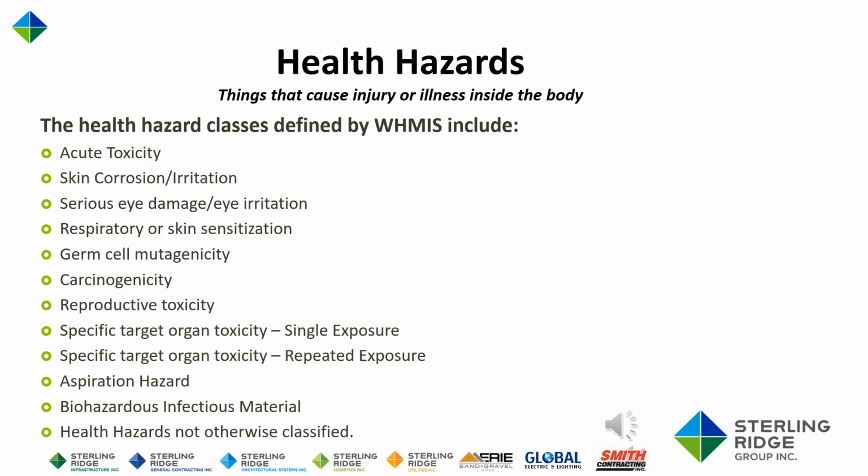Health hazards. Things that cause injury or illness inside the body. The health hazard classes defined by WHMIS include acute toxicity, skin corrosion/irritation, serious eye damage/eye irritation, respiratory or skin sensitization, germ cell mutagenicity, carcinogenicity, reproductive toxicity, specific target organ toxicity, single exposure, specific target organ toxicity, repeated exposure, aspiration hazard, biohazardous infectious material, health hazards not otherwise classified.